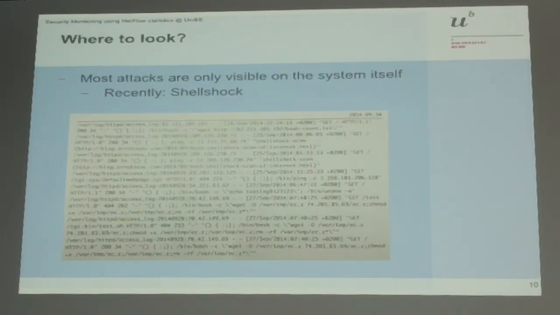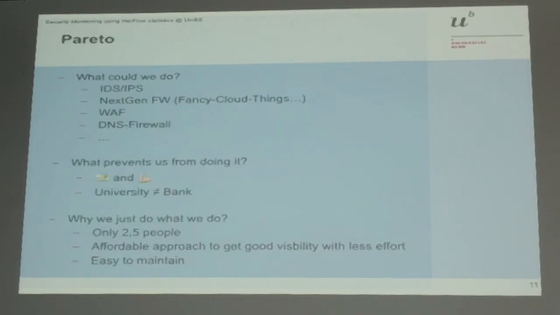I'll come to that in a later slide, sorry. So what could we do? We could do IDS, IPS, next generation firewall, all the fancy things, the fancy cloud things, so Threat Cloud or FireEye, the things there. Much more things. Then we could install a web application firewall. We could install a DNS firewall with the RPZ feature, and much, much more.